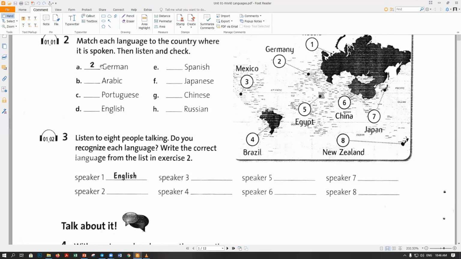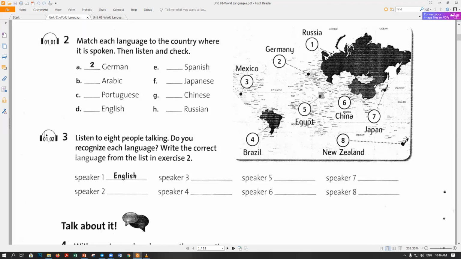Okay, so you have to complete the number. For example, letter A, you have to complete number 2, and you have to make a sentence like this: A with number 2, and then German is spoken in Germany.